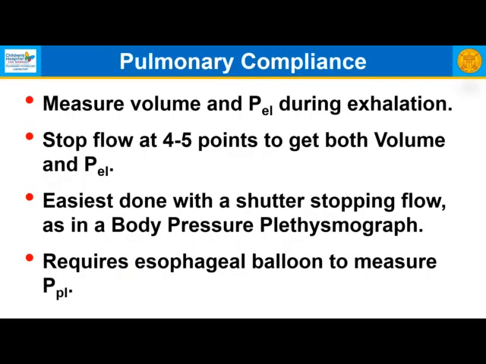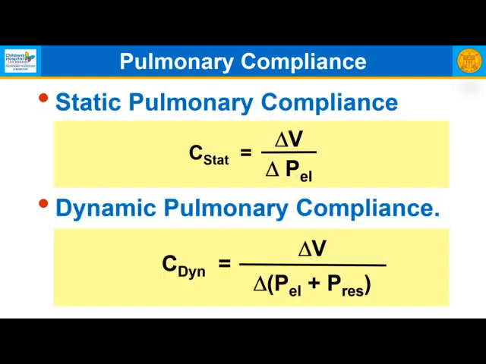So we measure volume and P elastic during exhalation, so we need an esophageal balloon in place. We stop at 4 to 5 points to get both volume and elastic pressure. It's easiest done with a shutter stopping flow as in a body box, and it does require an esophageal balloon to measure pleural pressure. Static pulmonary compliance, okay, is change in volume over just this P elastic measurement.